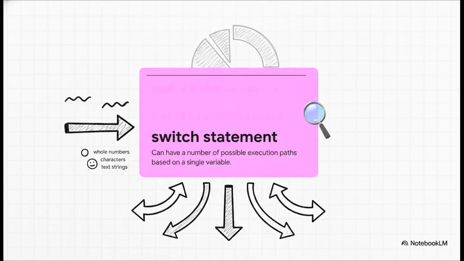And luckily, there is. Enter the switch statement. This control flow statement is designed exactly for this type of scenario. It gives you a super clean, elegant way to handle a whole bunch of possible execution paths based on a single variable. And it works beautifully with whole numbers, characters, and even text strings.